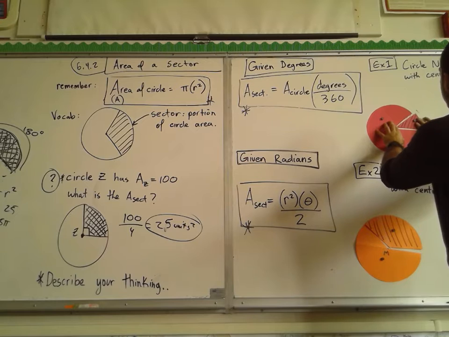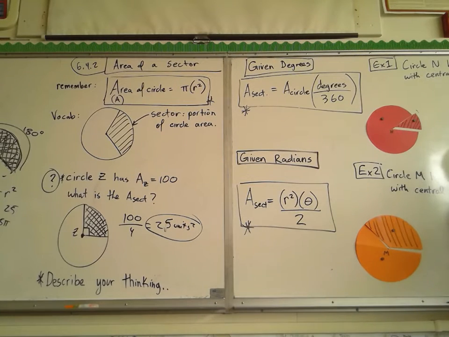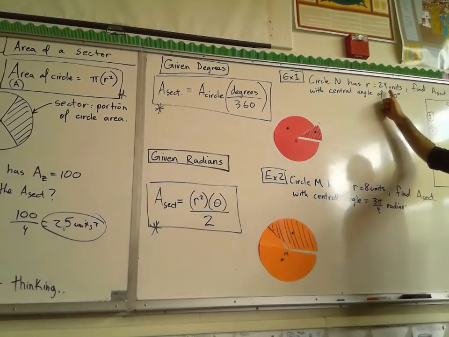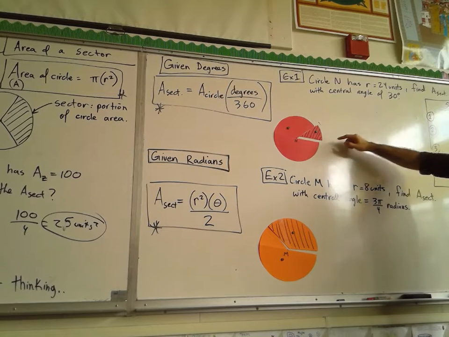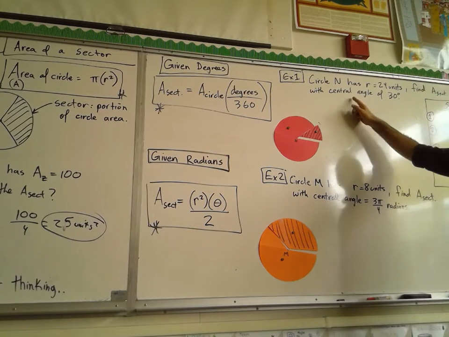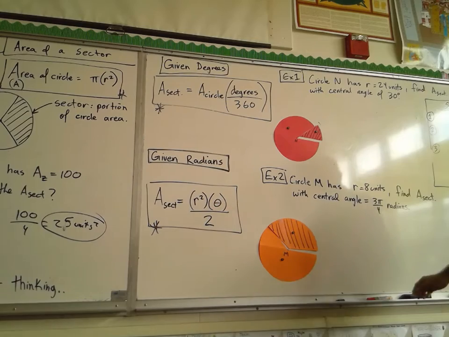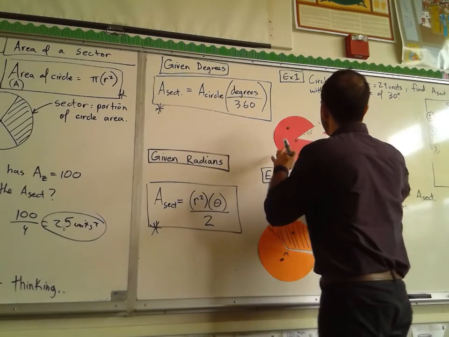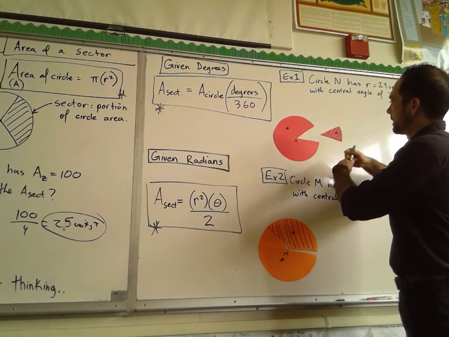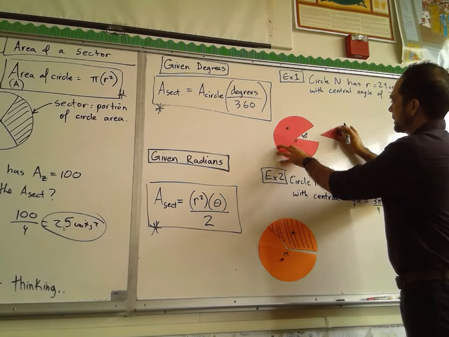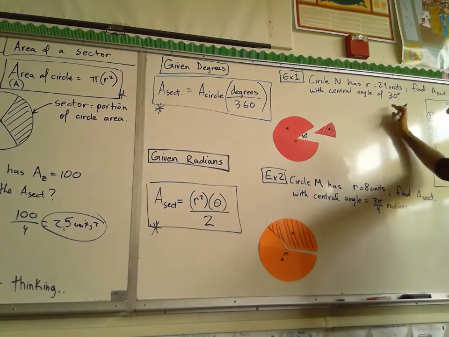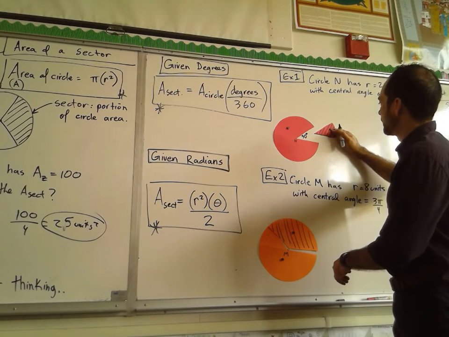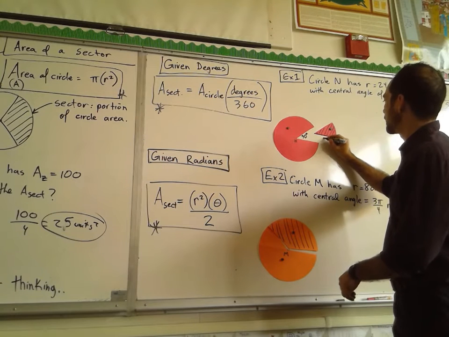Now in this example, we have circle N. It has a radius of 24 units. So that's this radius. Find the area of the sector with the central angle of 30 degrees. I'm going to write the steps for this too. So let's say this is 30 degrees. I took out my sector here, that's 30 degrees, and I know that my radius is 24 units.